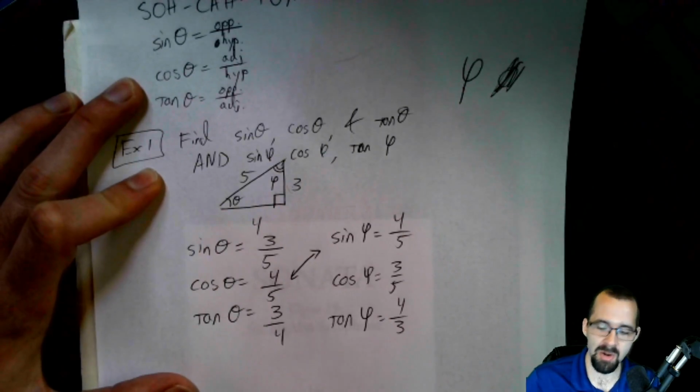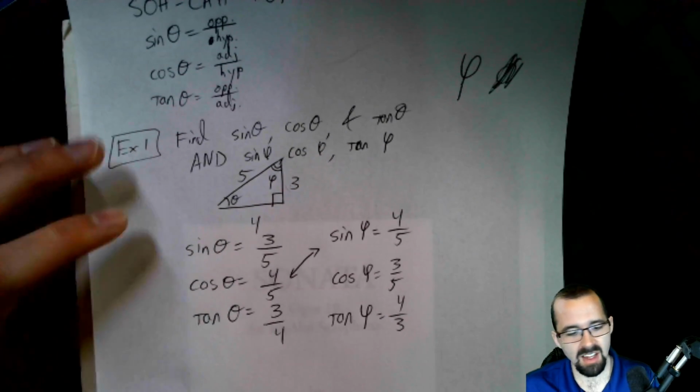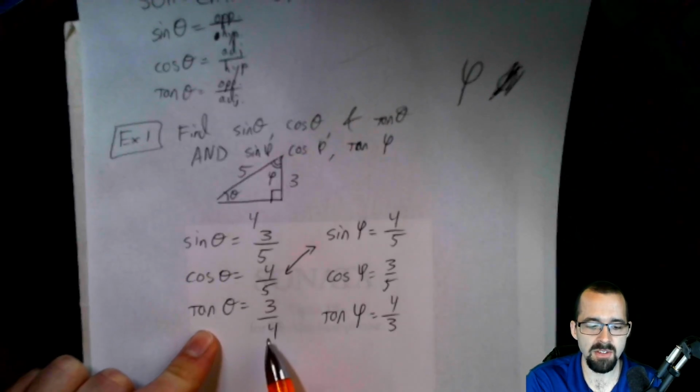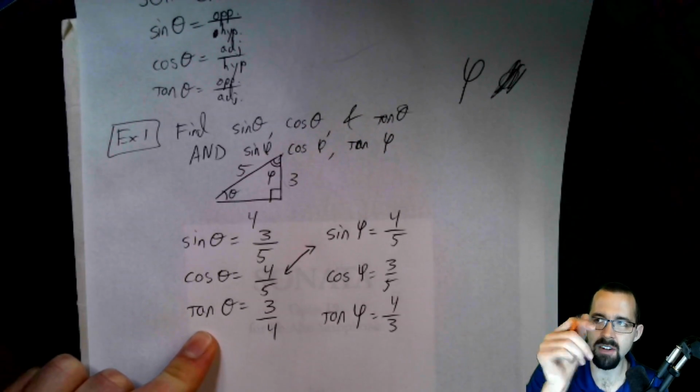We're going to get into more about complementary angles later. Anyway, there's also a special relationship between the two tangents. They are reciprocals. 3/4, 4/3, flipped over.